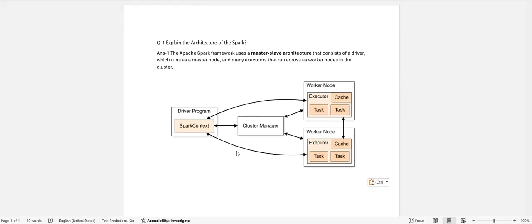Simple. So whenever the interviewer asks you to explain the architecture of Spark, you can say the Apache Spark framework uses a master-slave architecture that consists of a driver which runs as a master node and many executors that run across the worker nodes in the cluster. Like this one. So let's frame this question again.